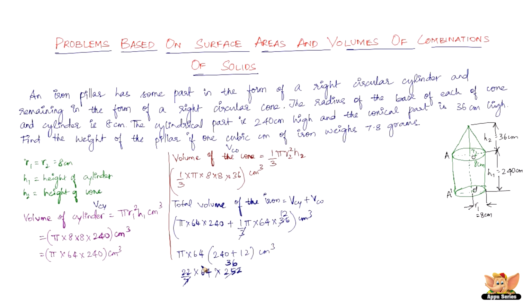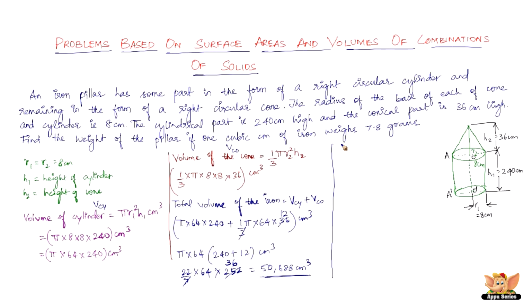Alright. So again, we don't have to multiply just yet. You can just say that this is the total volume, or let us multiply it. Multiplying these, you get 50,688 centimeter cube. So this is the total volume of the iron pillar here. So what you have to find out eventually is the total weight of the pillar if 1 cubic centimeter of iron weighs 7.8 grams. How much is 50,688 centimeter cube of iron going to weigh? You just have to multiply 50,688 by 7.8 grams to get the answer.